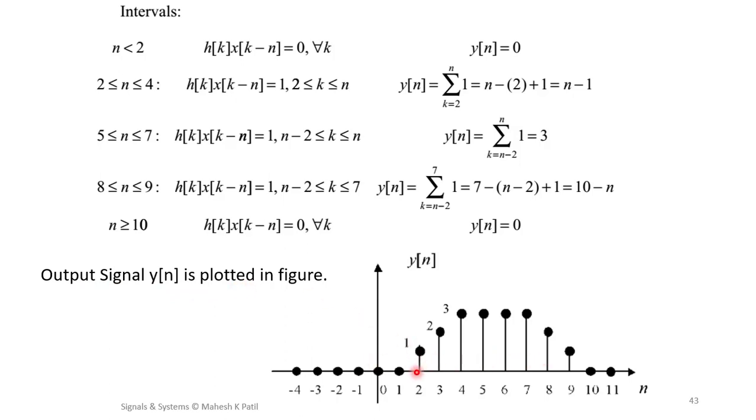So here you can observe the different outputs. It is 0 for n equal to 1. So y of 1 is 0, y of 2 is 1, y of 3 is 2, y of 4 is 3, and it will repeat up to y of 7. Then for y of 8 it is 2, and for y of 9 it is 1. For n equal to or greater than 10, the output becomes 0. So this is the final output, that is the y of n signal.